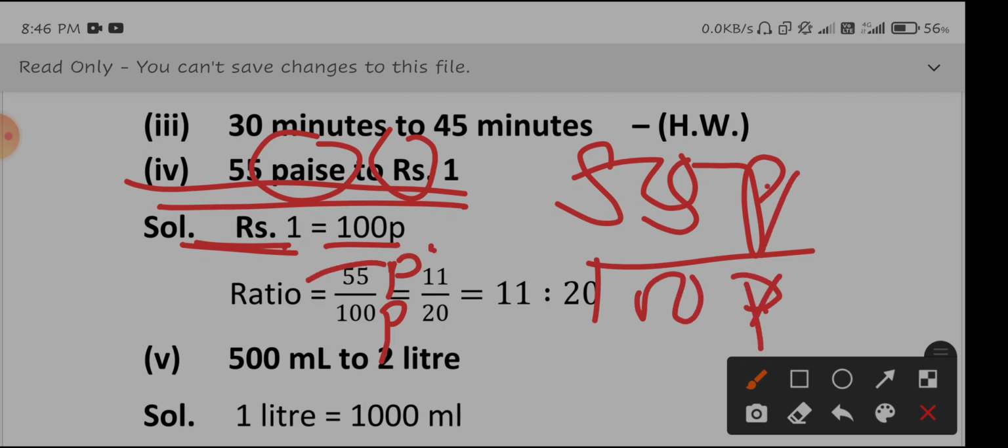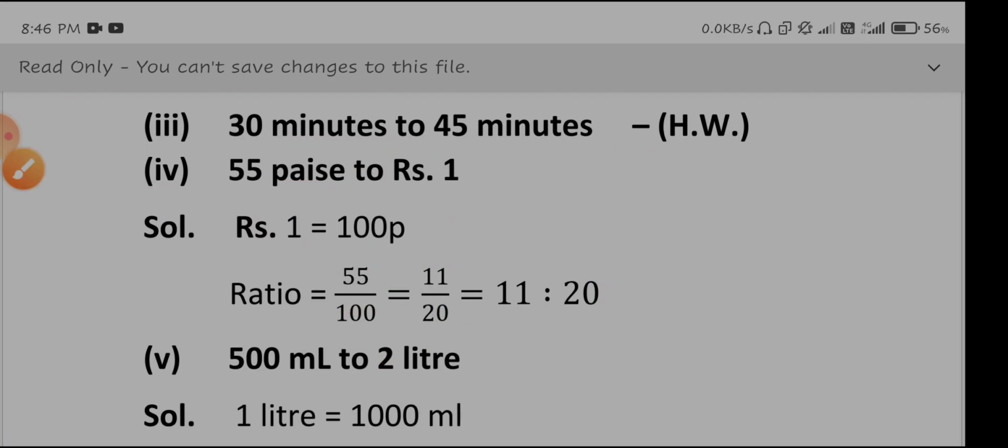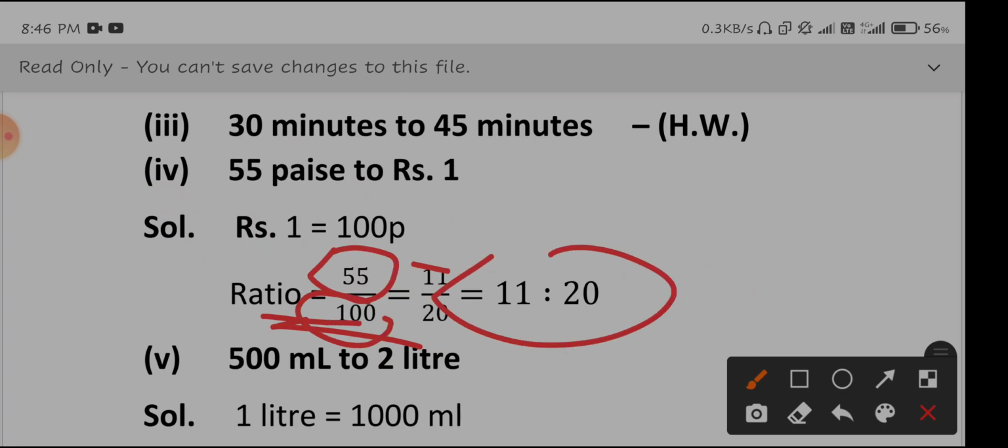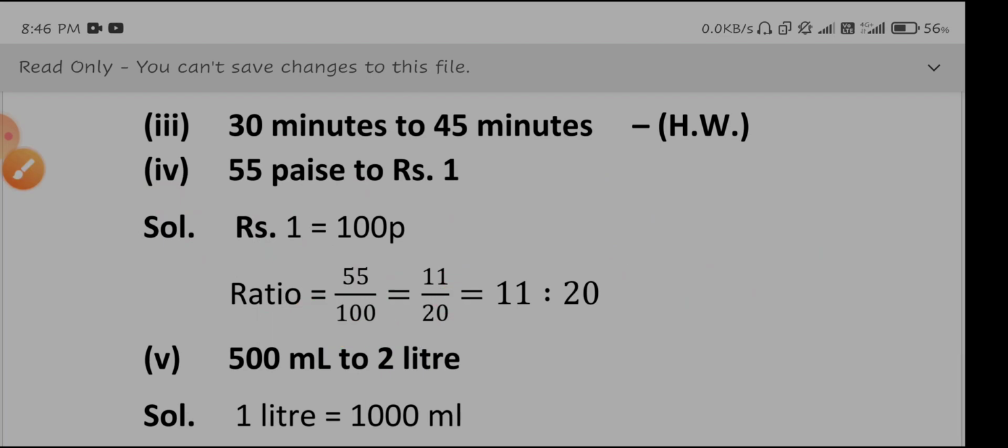So 5 ones are 5, 5 ones are 5, 5 2s are 10, 20 times 100. You can divide 55 and 100 by 5. So 5 11s are 55, 5 20s are 100. So 11:20. Same for question number 5th also.